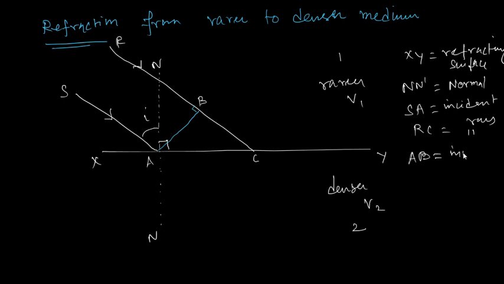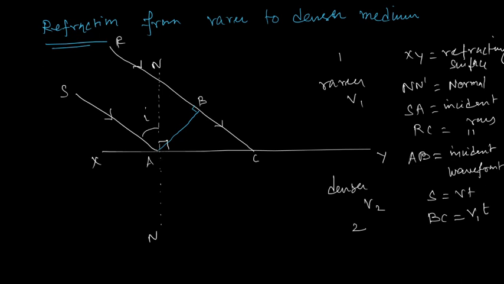Incident wavefront AB. And what about the distance BC? We know s is equal to vt, that is, displacement is equal to velocity into time. In this case, what is the velocity of light here? v1. And what is the displacement? We are talking about this displacement BC. So BC is equal to v1 into t, so BC is equal to v1t, or it can be replaced by tau also.